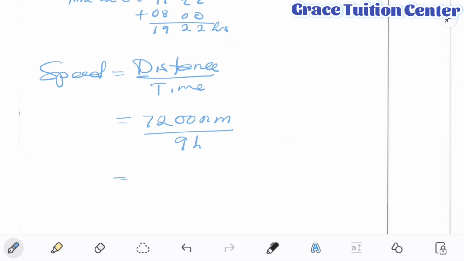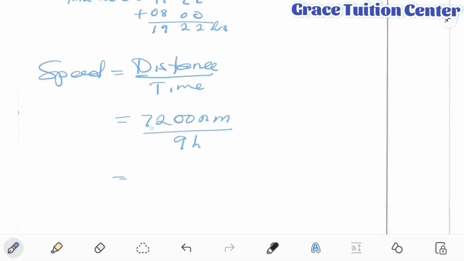So if you divide there, it's very simple. How many times does 9 go into 72? 9 in 72 is 8. So meaning that our answer is simply 800, because 8 and the 2 zeros give us 800. The denominator here is 1. Any number divided by 1 is that number itself. So it's 800 nautical miles per hour. This is how fast the plane was moving.